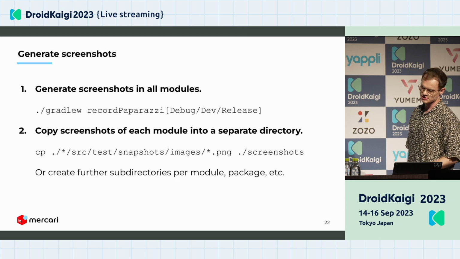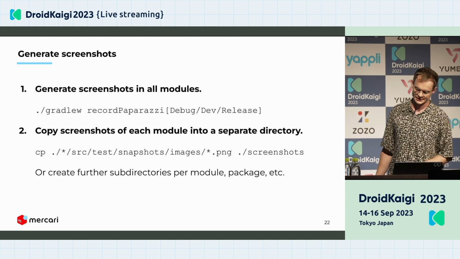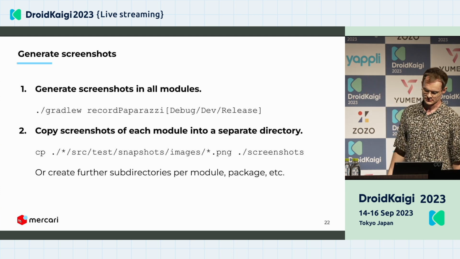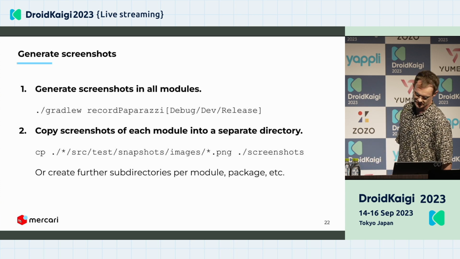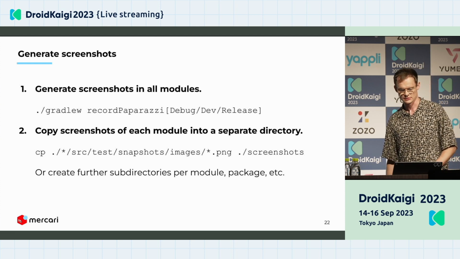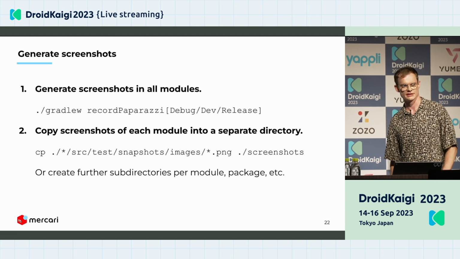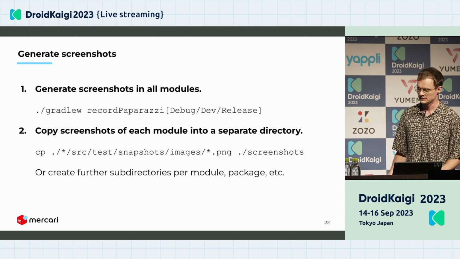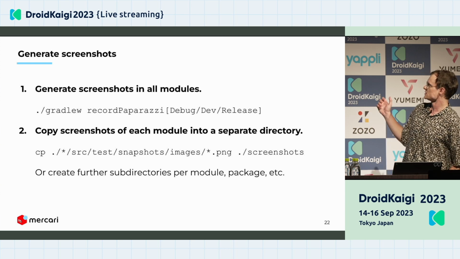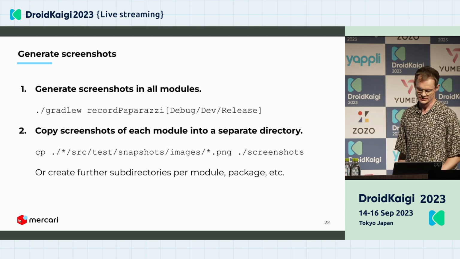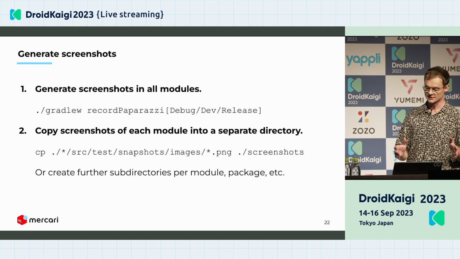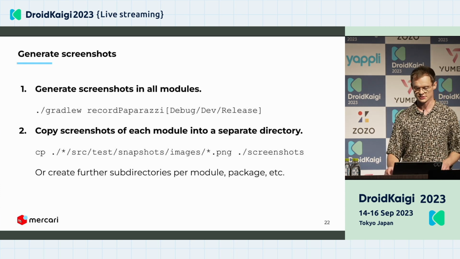Then we'll have to copy the screenshots of each of these modules into a separate directory. On the slides, I provide the simplest way to do that, which is to just copy them into a flat hierarchy. I think in reality, it's probably better to group them, so it's a bit easier to navigate later in the screenshot testing report. In our case, we create subdirectories for each module, then package, then test suite, and then each test name is just the file name of the screenshot. And finally, we can then use reg-suit to compare this directory to the same directory a few Git revisions earlier.